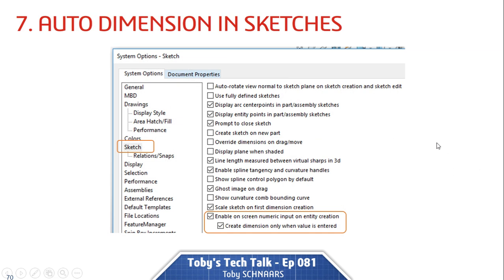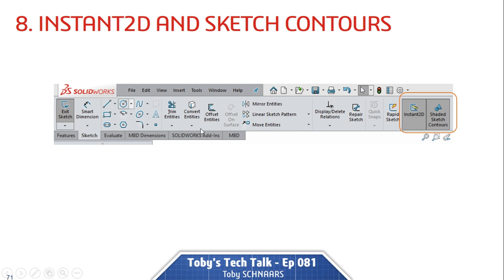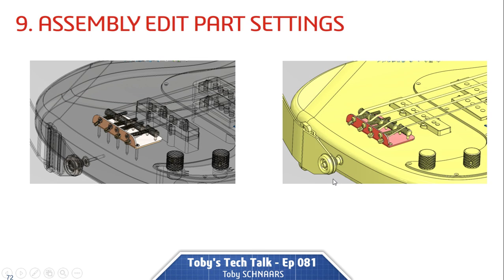Go into auto dimension in sketch mode. So turn on my auto dimensions when I'm working in sketch mode. You've got to remember to check both of those options. Instant 2D and sketch contours, we talked about them a little bit. You've got to decide how you're going to handle those options. Personally, I default to turning them off, but I do turn them both on occasion when it's appropriate.